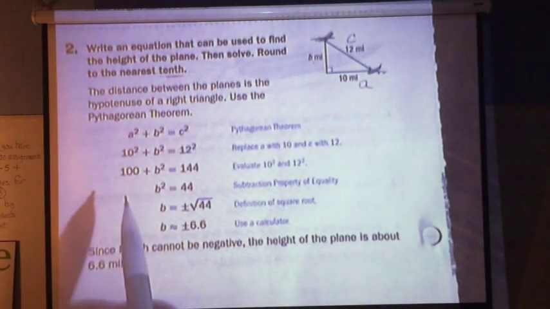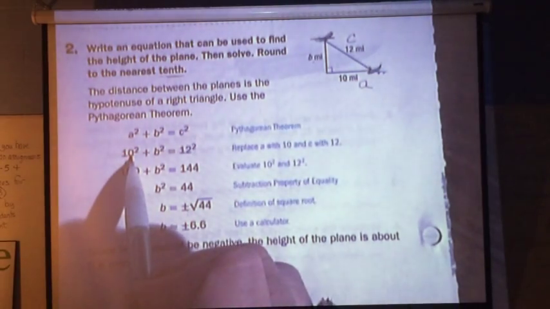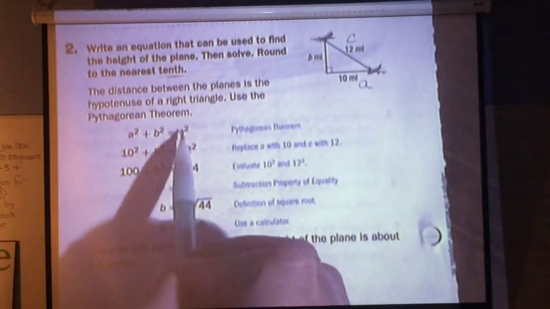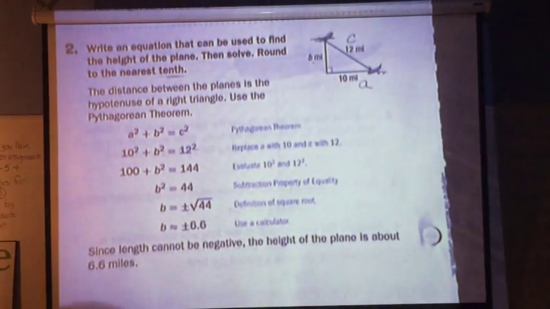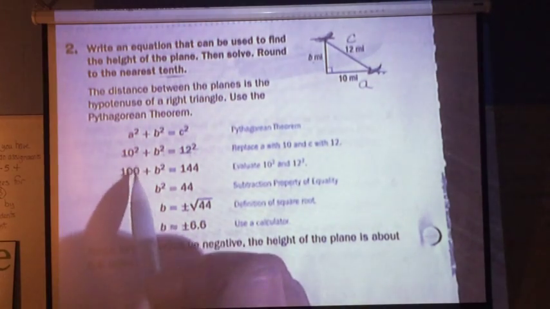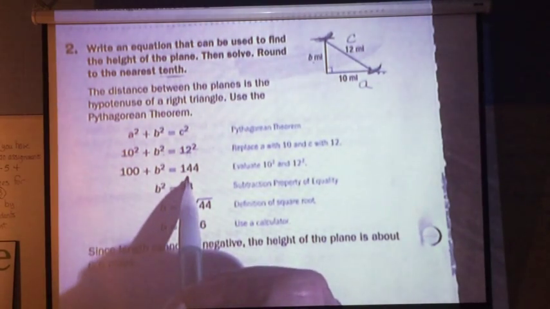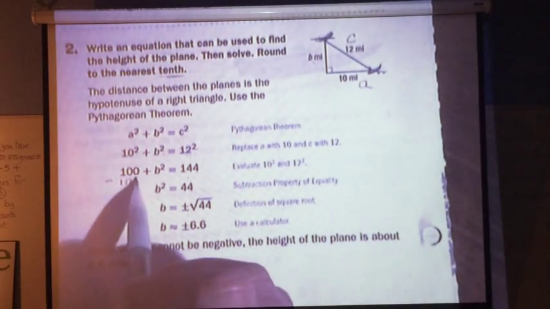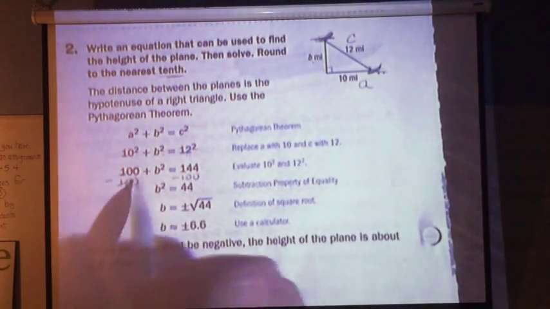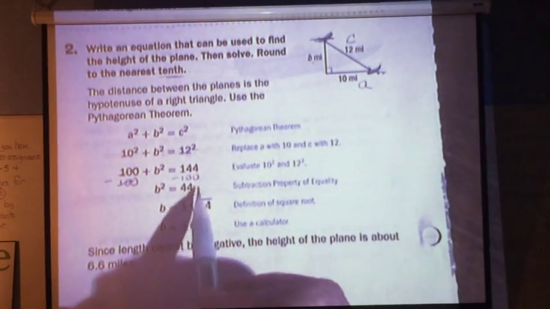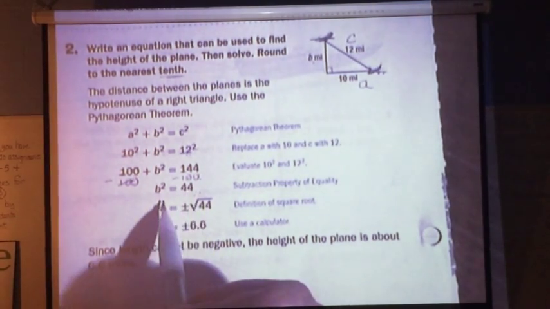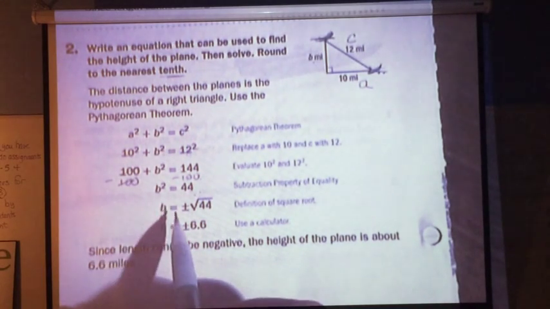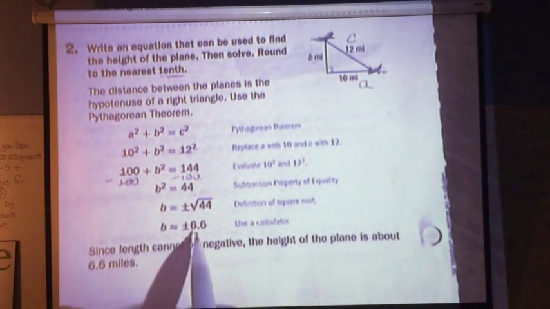This leg is going to be a, 10, and this leg is already labeled b. Fill the values that you know into the theorem. A is 10, so we have 10 squared. We don't know b, leave it alone. And c is 12, so it becomes 12 squared. Next, do your exponents. 10 squared is 100. 12 squared is 144. Again, just like in lesson 5.5, since we're solving for one of the legs, we have to subtract 100 from both sides to find b. 144 minus 100 equals 44. That's the value of b squared. To find b, take the square root of 44, and we get about 6.6. Remember, you were told to round your answer to the nearest tenth.